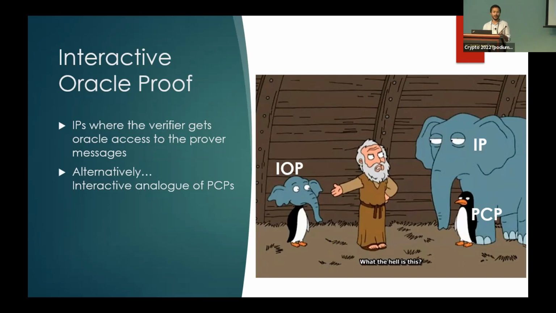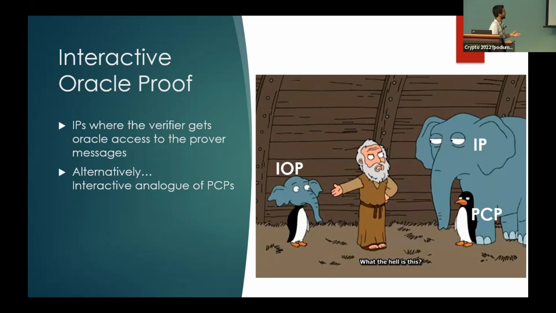So how do they work? We can think of them as an interactive proof where the verifier only has oracle access to the prover messages, as opposed to the full access that it would get in a traditional interactive proof. Or alternatively, we can think of it as an interactive analog of a PCP. A PCP is basically like a one-round or half-round IOP.